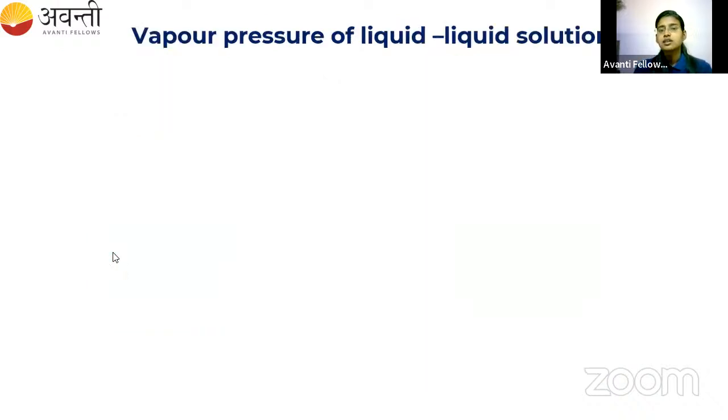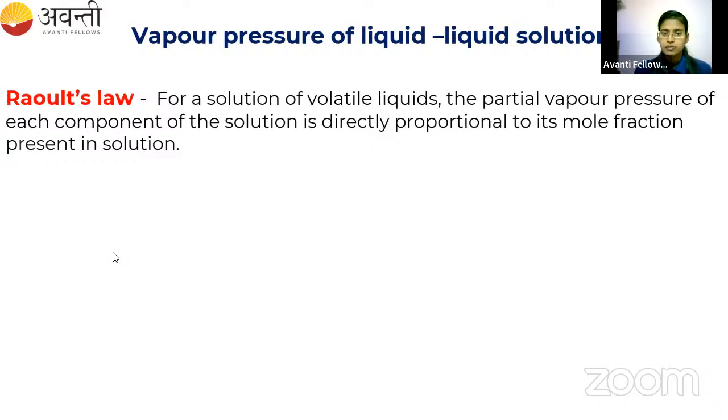Now, we'll study the vapor pressure of liquid-liquid solutions. So here only the definition for Raoult's law comes. So what is Raoult's law? For a solution of volatile liquids, what is meant by volatile liquids? I may have two liquids, both of which are volatile in nature.